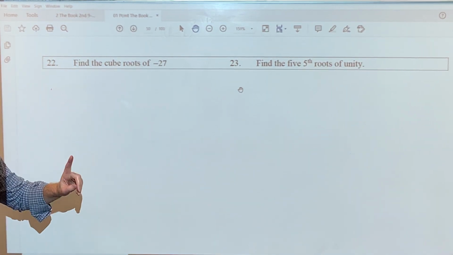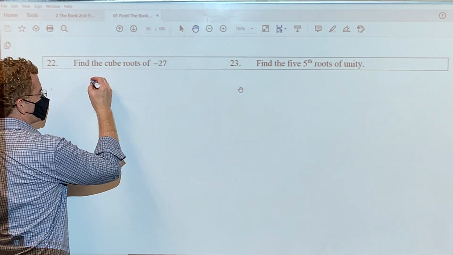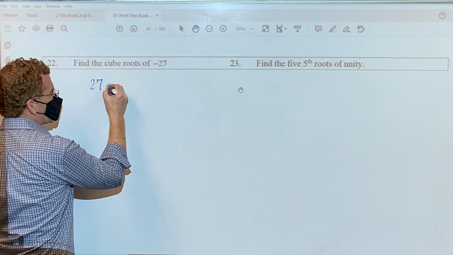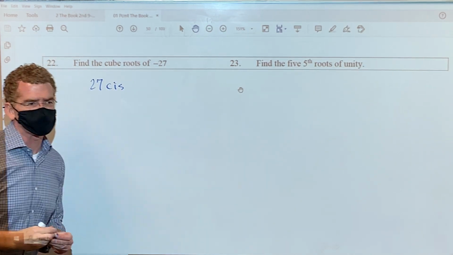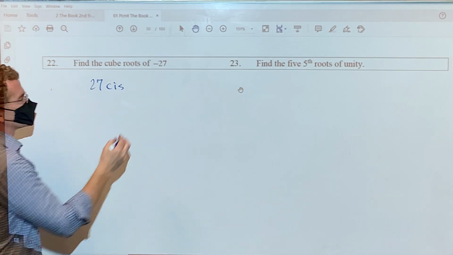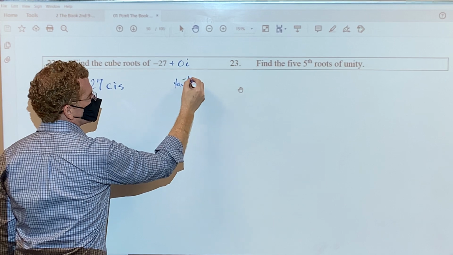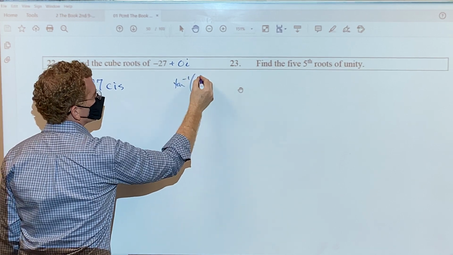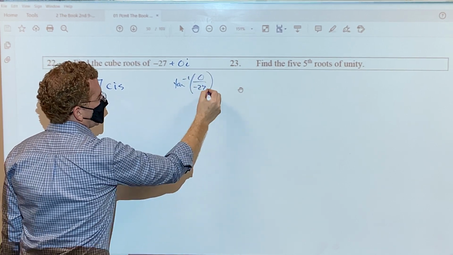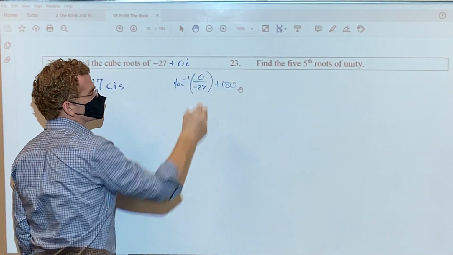Right? So what is the absolute value of negative 27? 27. And what is the angle at which negative 27 is located? Because look what happens if I do this. If I say inverse tan of y over x, and that's negative, where is the inverse tangent? 0.